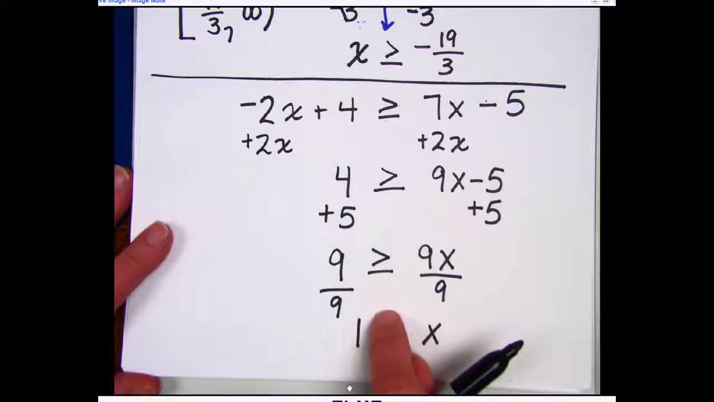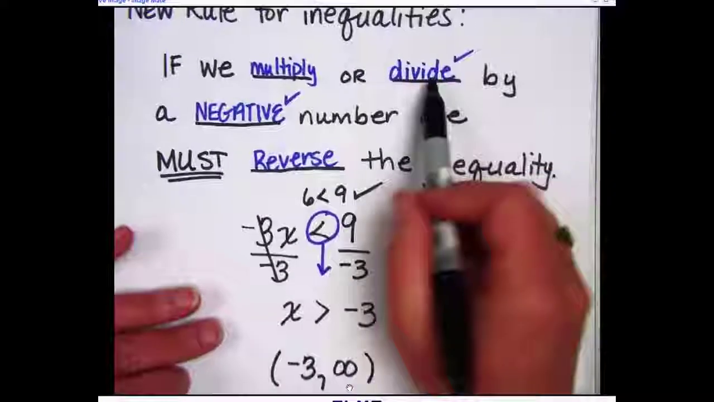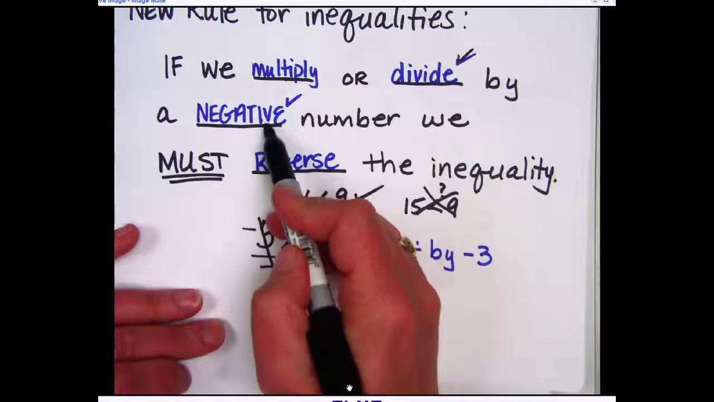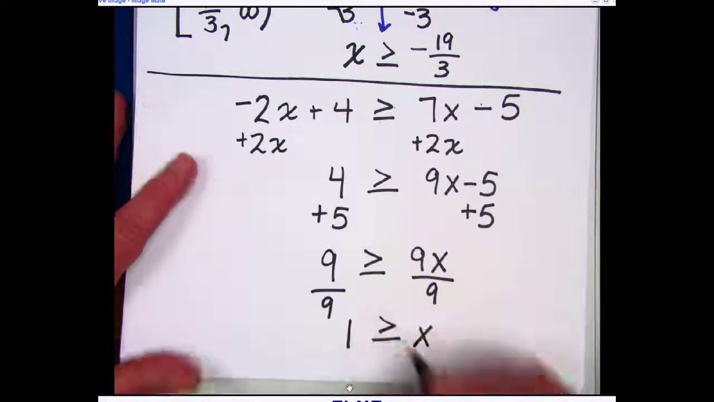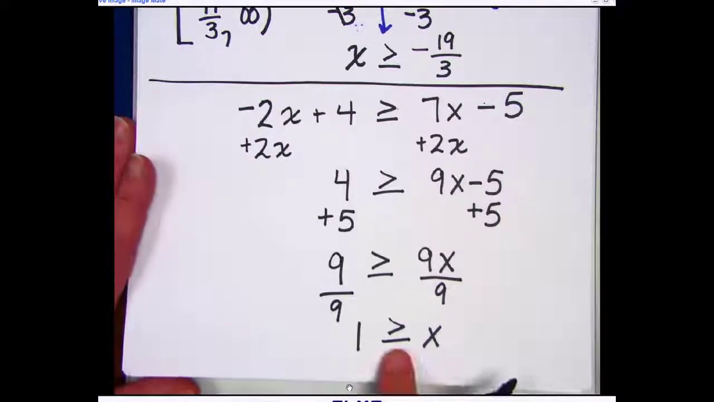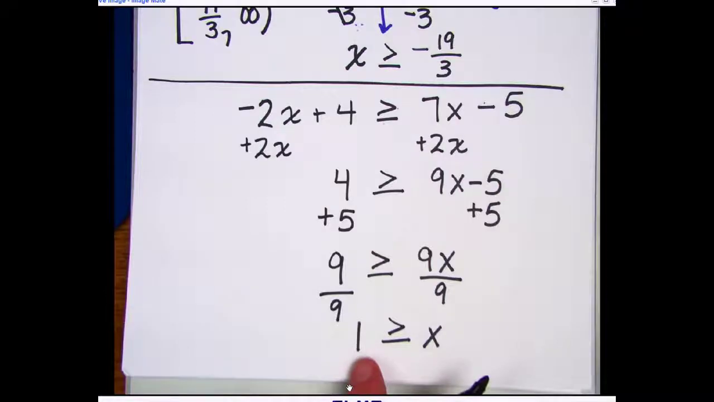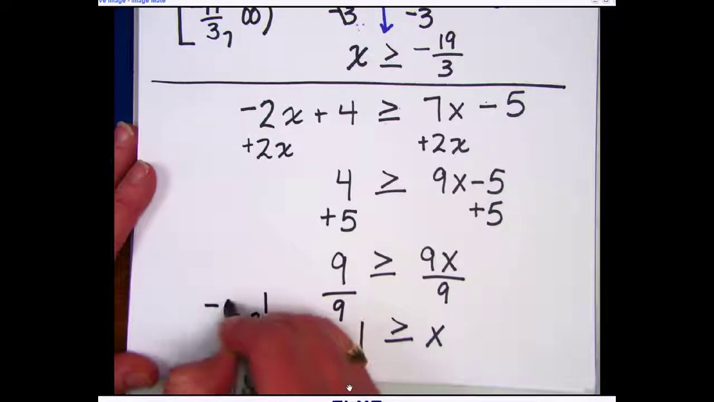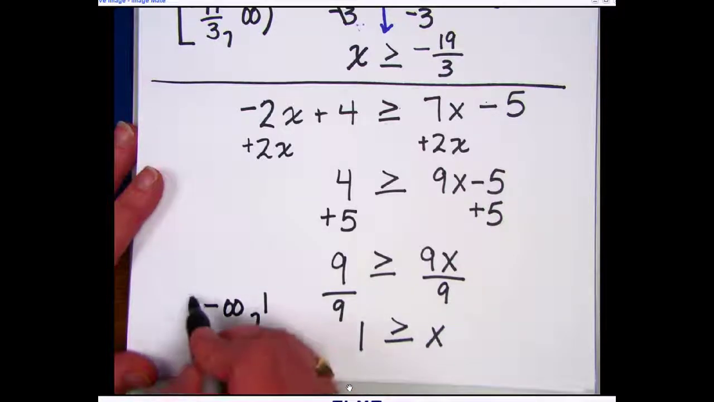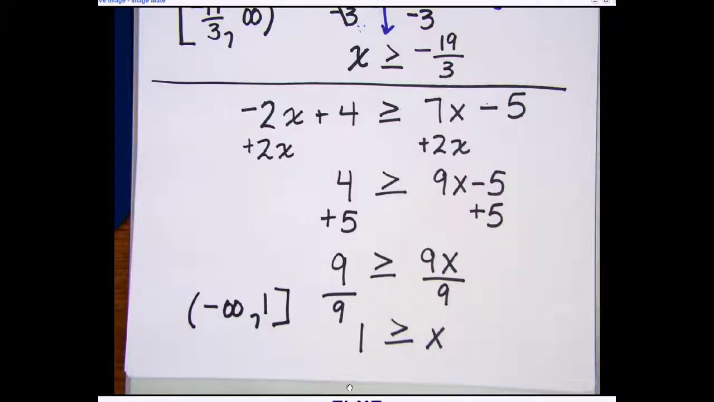Do we need to reverse? Well, we are dividing, so that part is a check. But is our number negative? No, it is positive, so we leave it alone. X is less than or equal to 1. So the largest value this can take on is 1. The smallest would be negative infinity. Round bracket, square bracket. One final example.